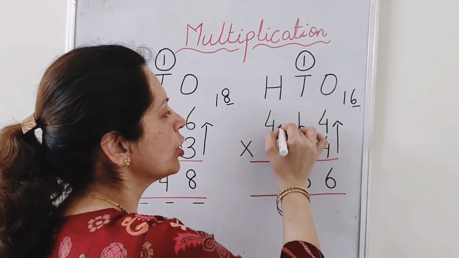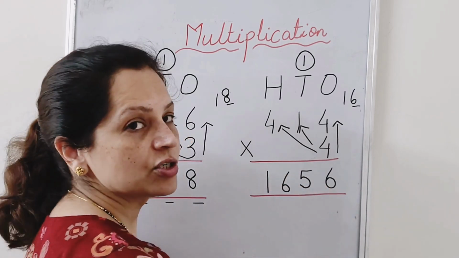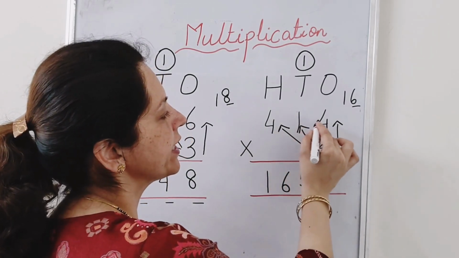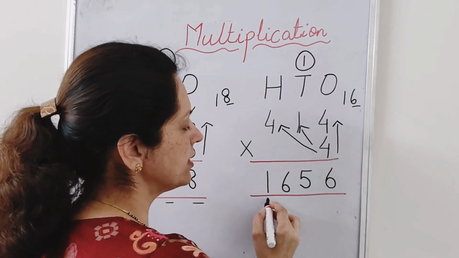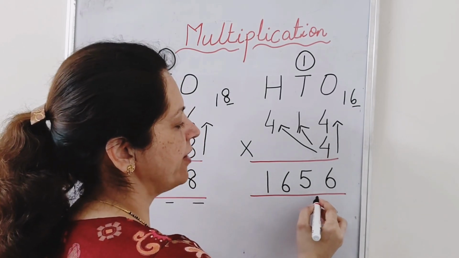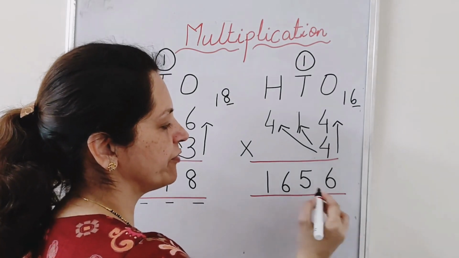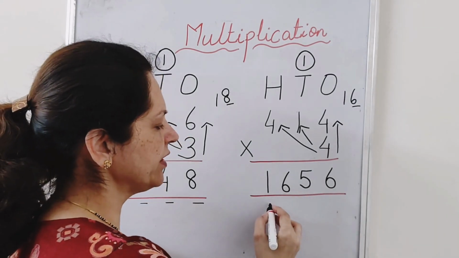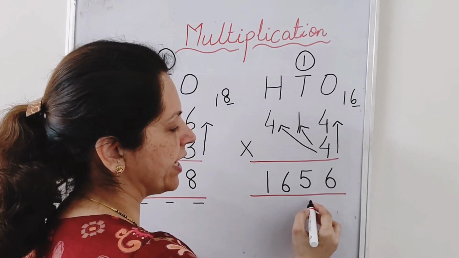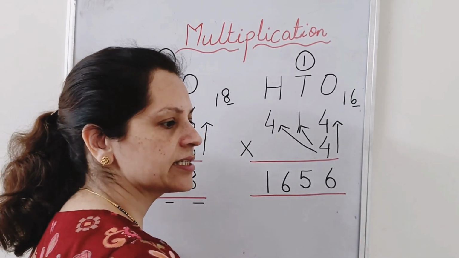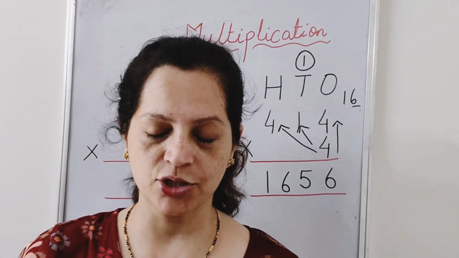Now 4 times 4 is 16. So 414 times 4 is 1656. 1656 has 16 hundreds, 5 tens and 6 ones. I hope this concept is clear to you.